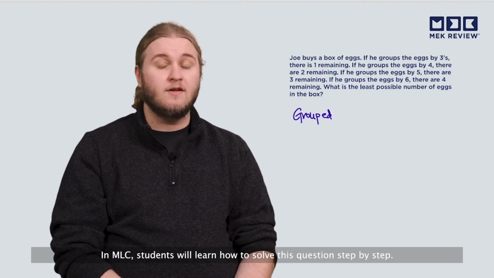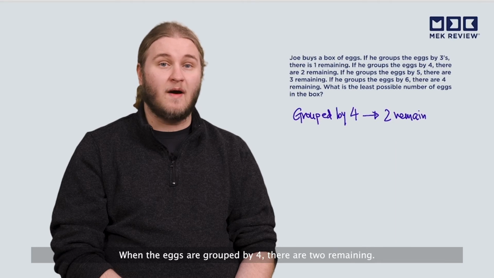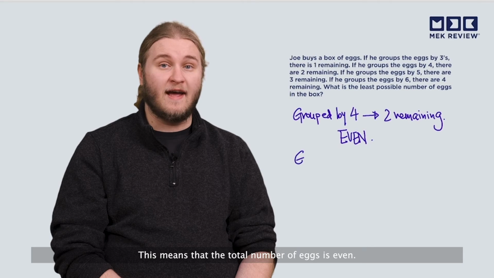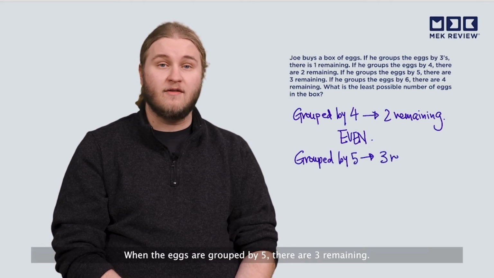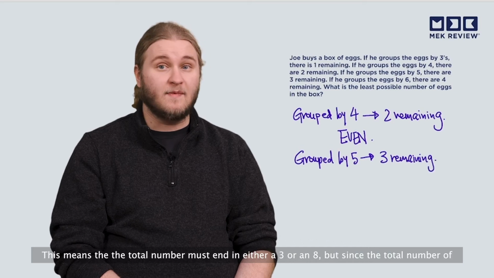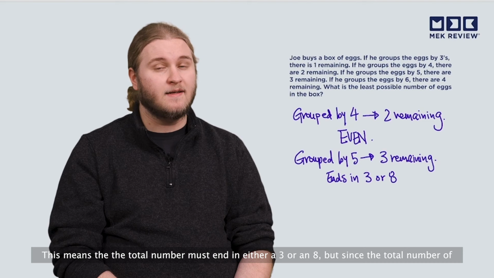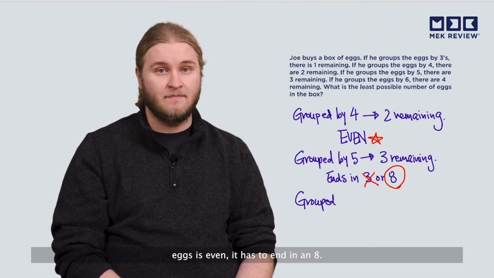In MLC, students will learn how to solve this question step by step. When the eggs are grouped by 4, there are 2 remaining. This means that the total number of eggs is even. When the eggs are grouped by 5, there are 3 remaining. This means that the total number of eggs must end in either a 3 or an 8, but since the total number of eggs is even, it has to end in an 8.